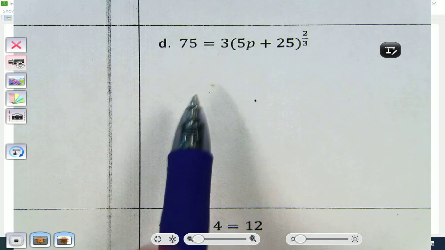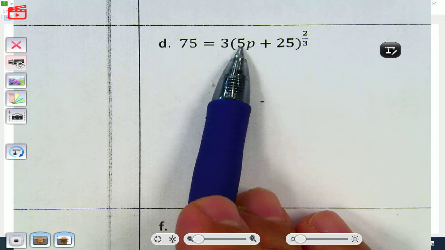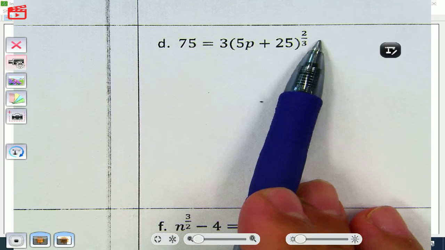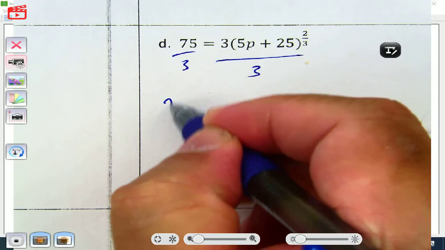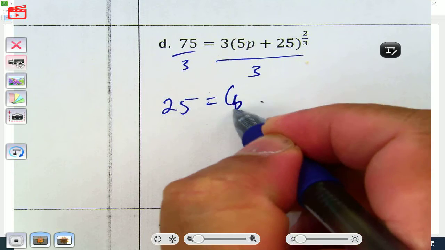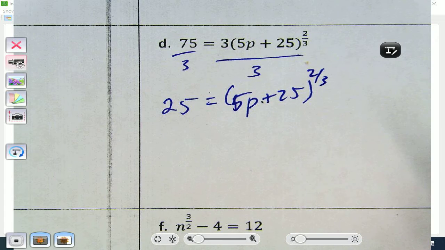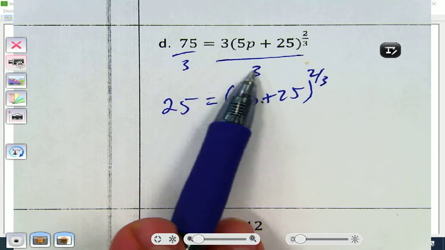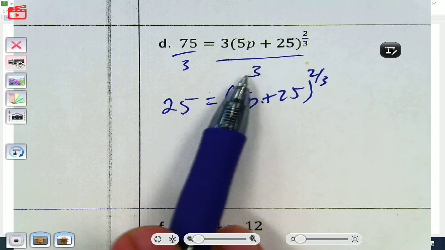So here you want to isolate the piece that has the exponent first. So I've got 5p plus 25 to the 2/3. So that's where the exponent is. The 3 is not part of that exponent. So you're going to get rid of the 3 by dividing by 3. So divide by 3, and you get 25 equals 5p plus 25 to the 2/3. Why doesn't 2/3 get divided? 2/3 is an exponent. And whenever you divide something that's multiplied, you only have to divide one of them, not everything.